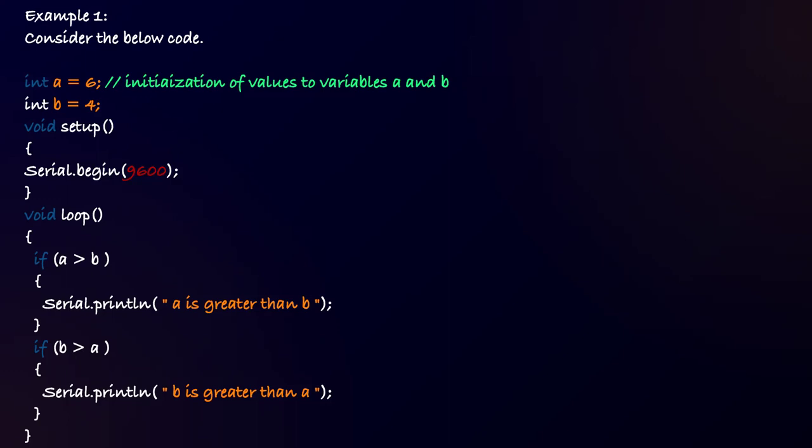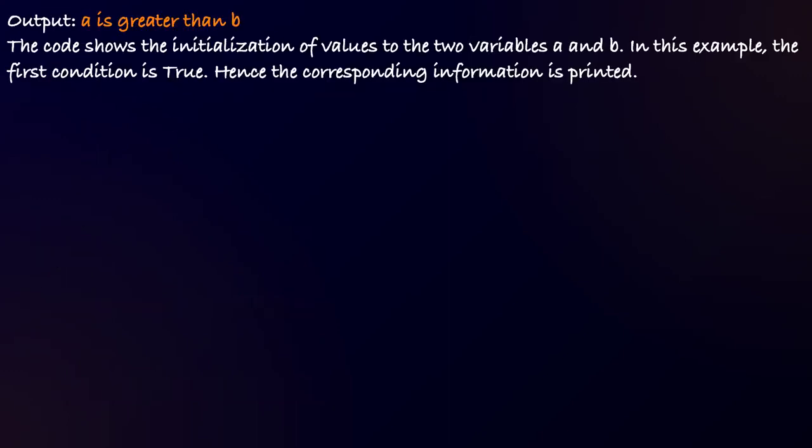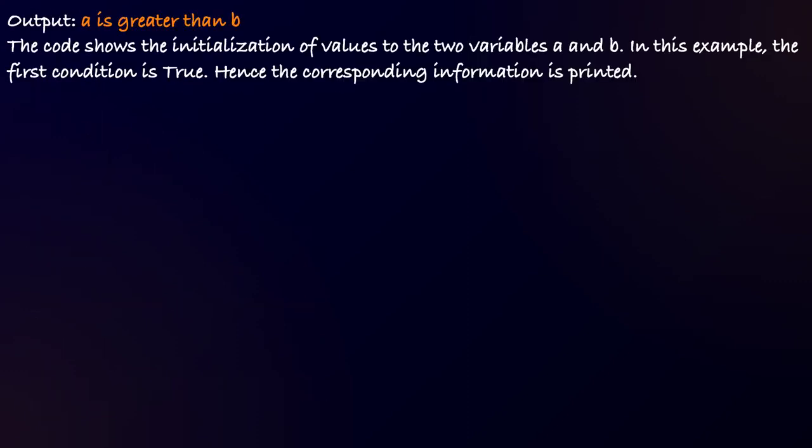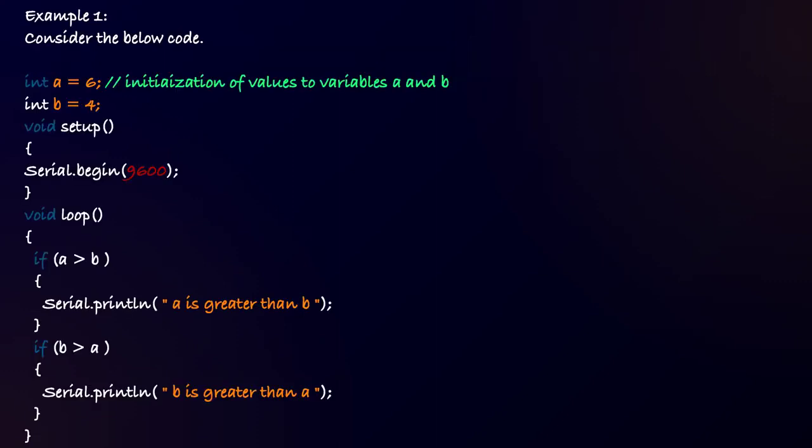This is how we use the if operator. What will be the output? A is greater than b. How? Because a is 6, b is 4, of course a will be greater than b. Now, this code basically shows the initialization of values to the two variables a and b. Then in this example, the first condition is true, and the corresponding information is printed. We already know that a is greater than b, that's why this statement is printed. This is how it works basically.